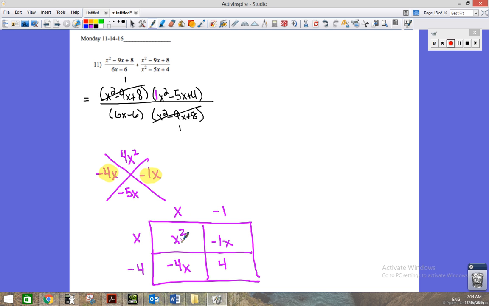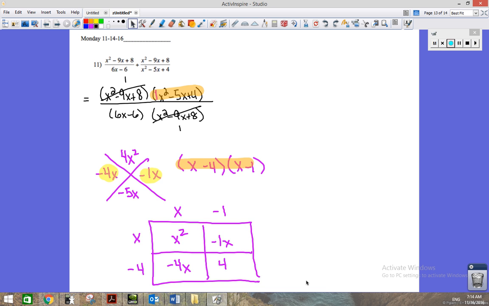So the x times x gives me x squared, and that negative 1 times x does get me the negative 1x, and negative 4 times x, negative 4x. And we already said a negative times a negative was a positive. So this x minus 4 on the side of the table and this x minus 1 along the top of the table allows us to say that this trinomial, by using the x method, factors to this.